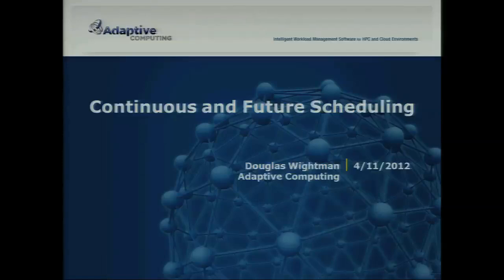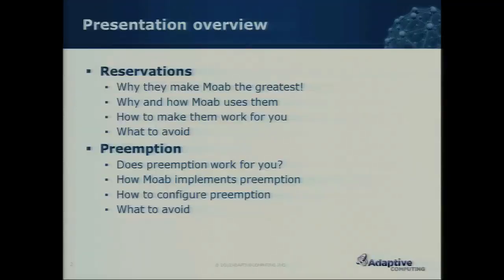I work for Adaptive Computing, and this session is going to be on continuous and future scheduling, focusing on two areas, reservations and preemption. Now I know last Moab.con I went very in depth on reservations. This is going to cover something different. I don't want to repeat the same subject. And then after that, we will talk about preemption.